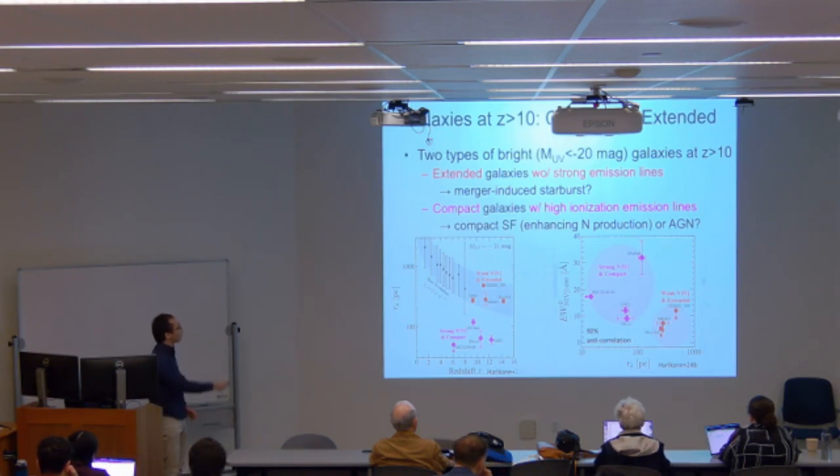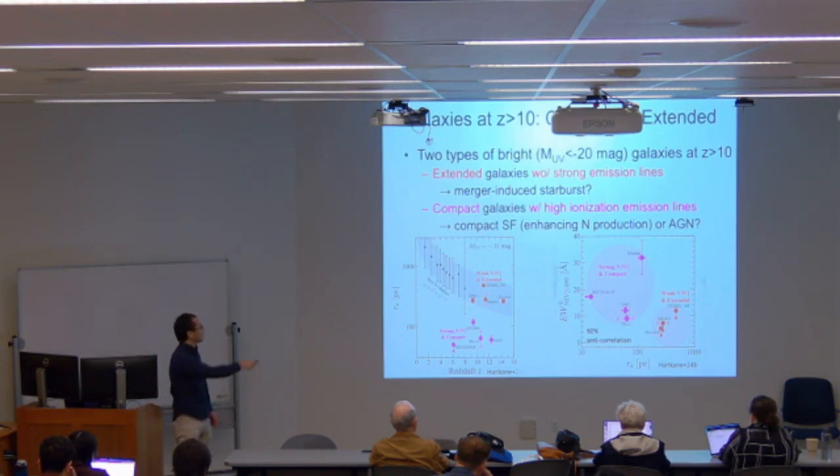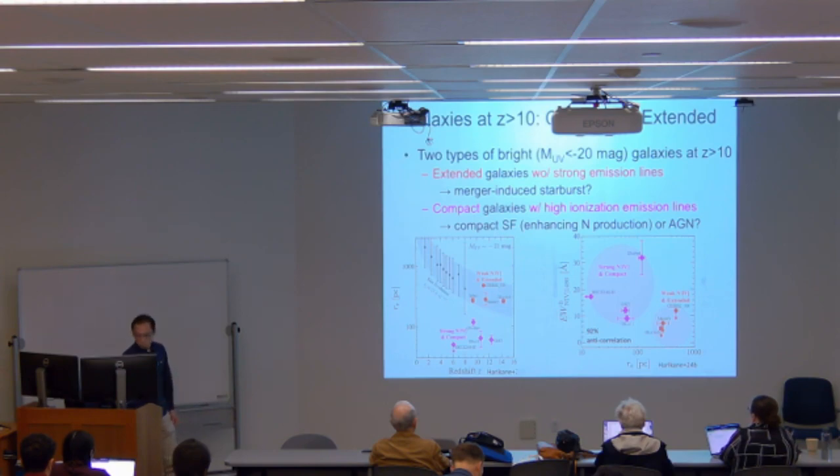For extended galaxies, we think that merger-induced starburst may be responsible for their brightness and extension. On the other hand, for the compact galaxies, compact star formation, which could be realized by a feedback-free starburst, may be responsible, and such compact star formation may enhance the nitrogen production in these galaxies, or AGN activity may be responsible for their brightness.